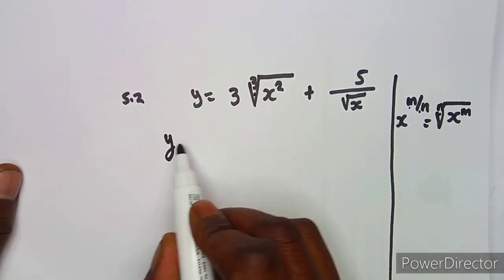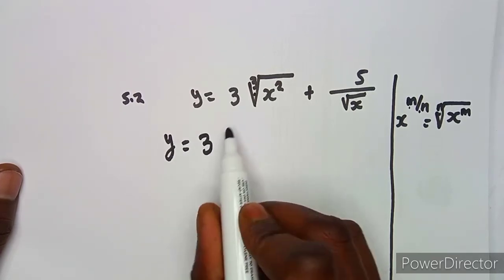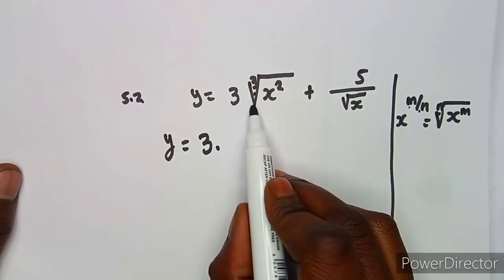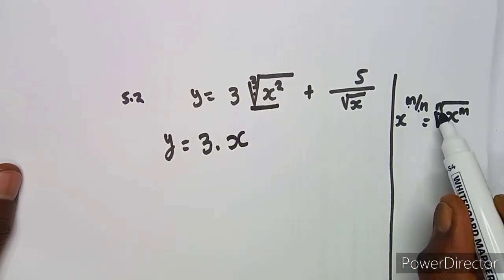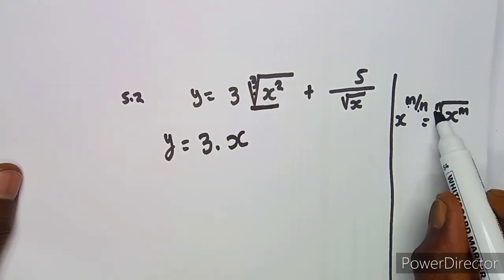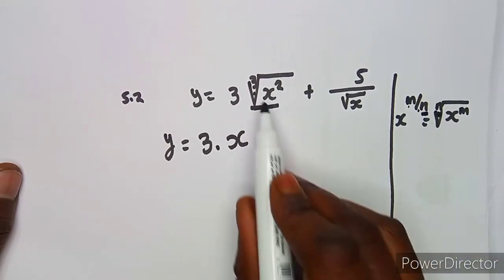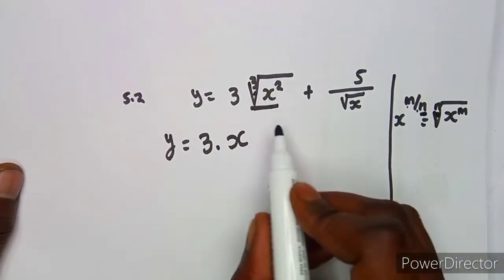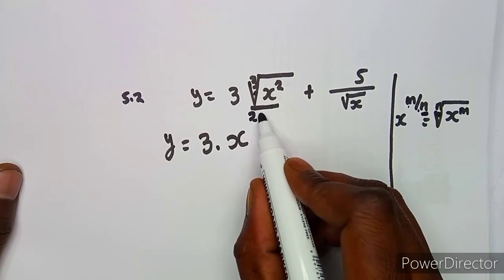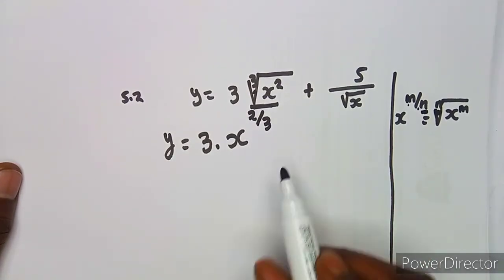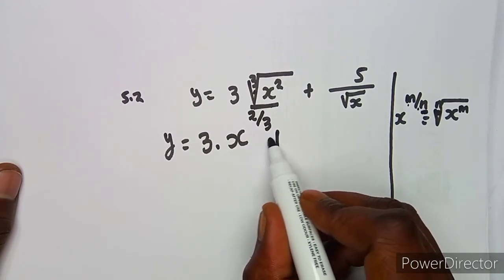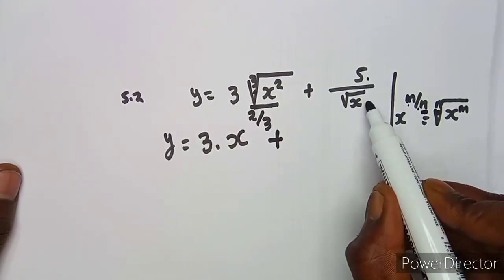So which means we can rewrite this as 3, and this 3 is going to multiply whatever you're going to have here, which is x to the exponent of the n which was in the root, the denominator. So this 3 is the denominator, this one. So it's x to the exponent of 2 over 3 like this. That is what it means. All right, plus we have got 5 over the square root of x.